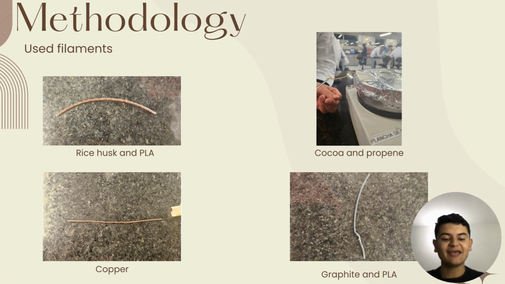Now going through the methodology that we use in the laboratory, our samples in this case were four different filaments, experimental materials also developed in a laboratory. The first sample was made by rice husk and PLA, the second one by cocoa and polypropylene, the third one by graphite and PLA, and the last one was just a filament of normal copper.